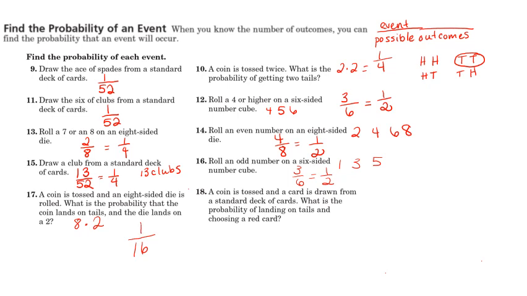The other way you can think of it is I have a 1 out of 8 chance of getting a 2 and a 1 out of 2 chance of getting a tail, and when I multiply those, I get 1 out of 16.